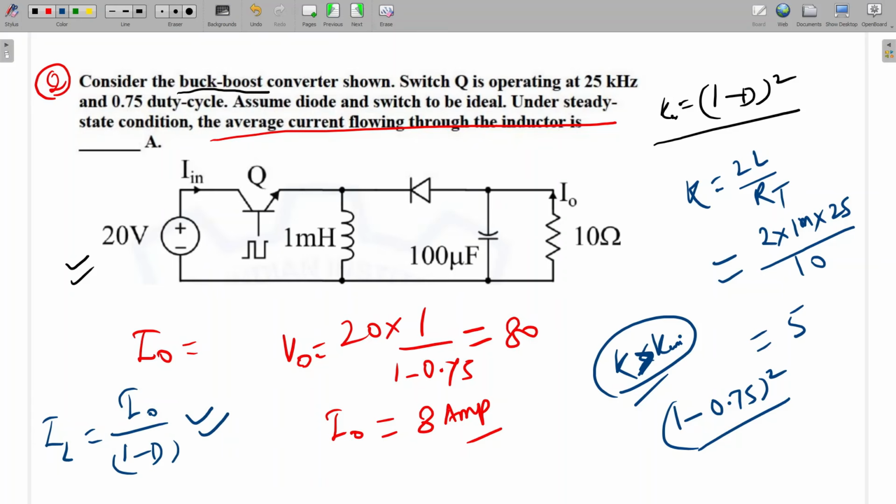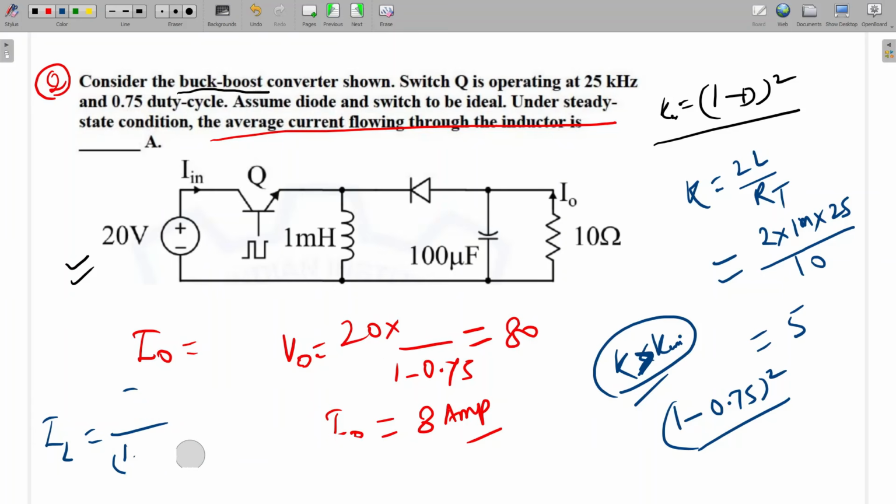This equation you already know. 32 amps, so IL will be 32. Sir, for buck-boost it is D by 1 minus D, no, sir? Okay, we have made a mistake. Correct, this formula is for boost. We can calculate again. This is a mistake.